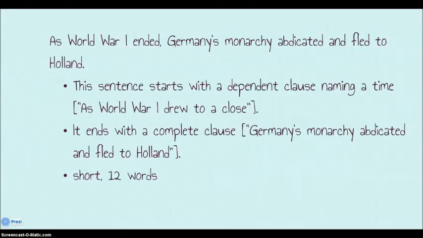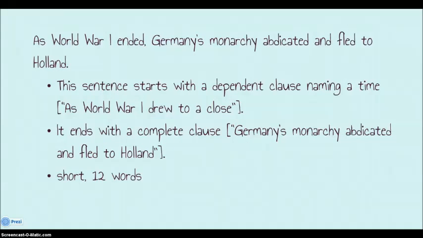Okay, let's pull this thing apart. As World War I ended, Germany's monarchy abdicated and fled to Holland. So this sentence begins with a dependent clause, naming a time, as World War I drew to a close, and then it ends with a complete clause, an independent clause. Germany's monarchy abdicated and fled to Holland. It's a fairly short sentence, it's only 12 words. So that's our first sentence.